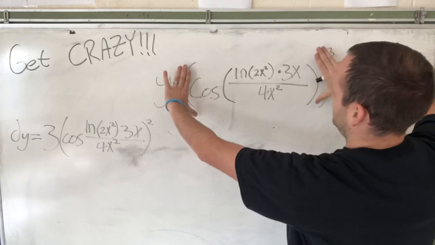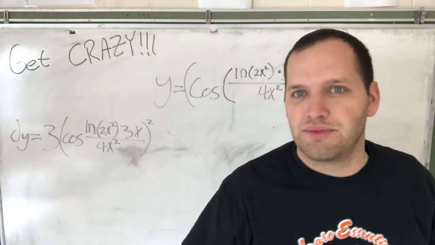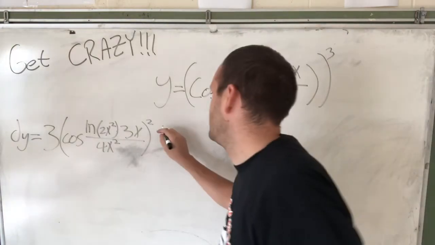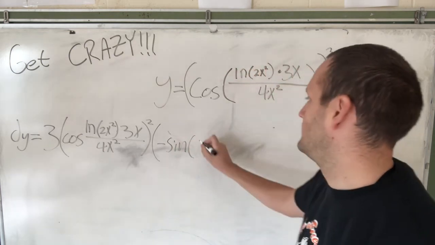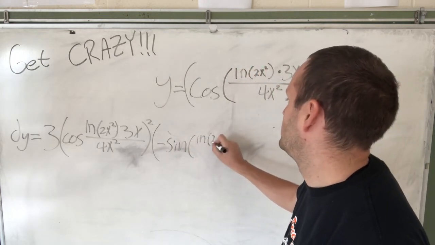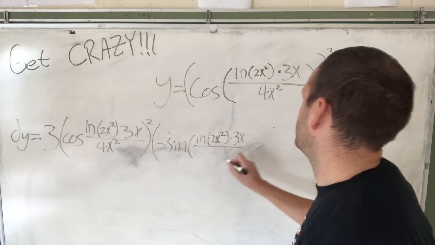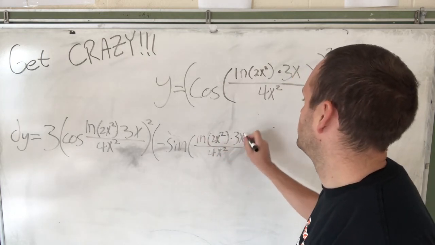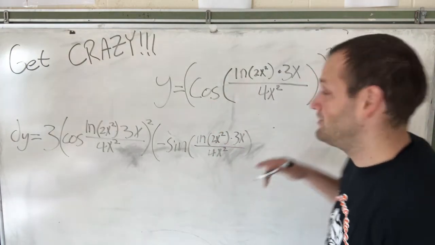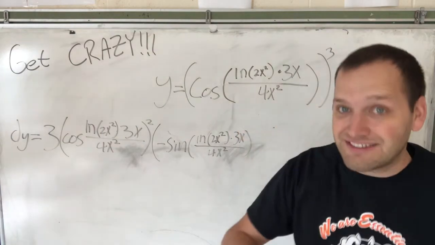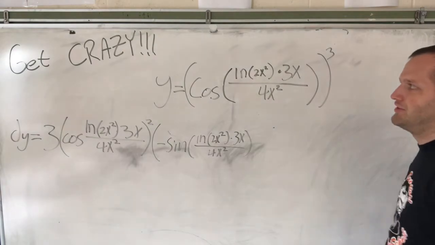Well, if we're just looking at the inside, I've got cosine of something. If I have cosine of something, what's the derivative of cosine? It is negative sine. Negative sine of ln 2x squared times 3x all over 4x squared. As part of taking the derivative of cosine, you still have to do the chain rule on whatever was inside of cosine. So the derivative inside here, what is the derivative of ln of 2x squared times 3x over 4x squared?